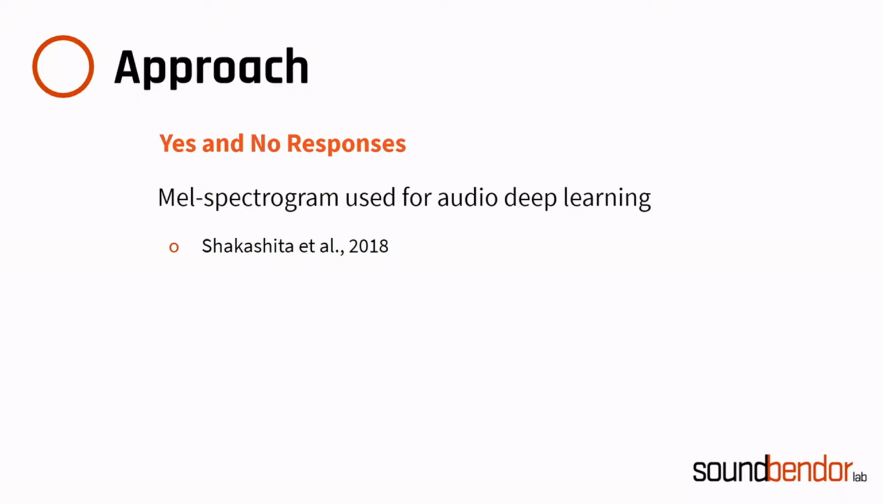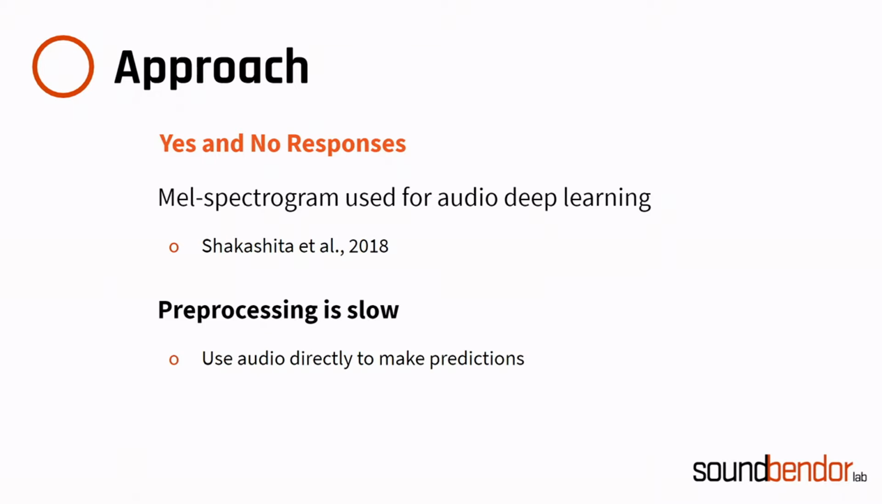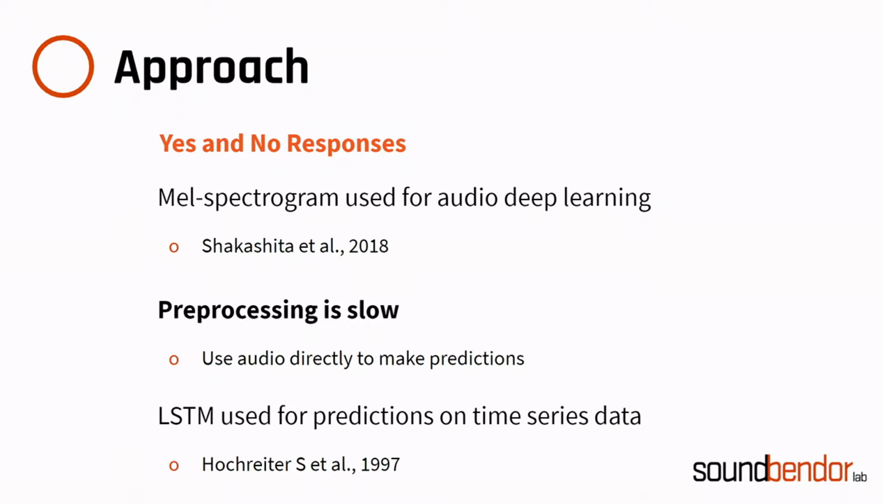Prior studies on audio deep learning convert audio into images called MEL spectrograms, then train and make predictions using those images. The issue with this method for our application is that the pre-processing is very slow. Therefore, we decided to input audio directly into the model to make predictions. Hawkrider et al. proposes that LSTM models should be used for predictions on time series data, which includes audio.